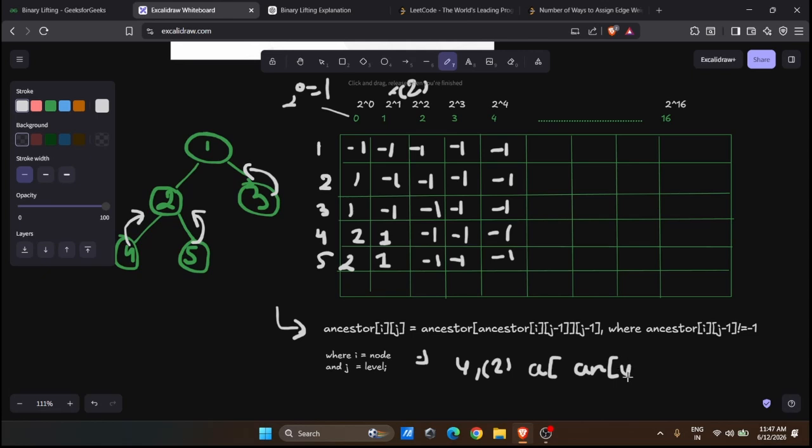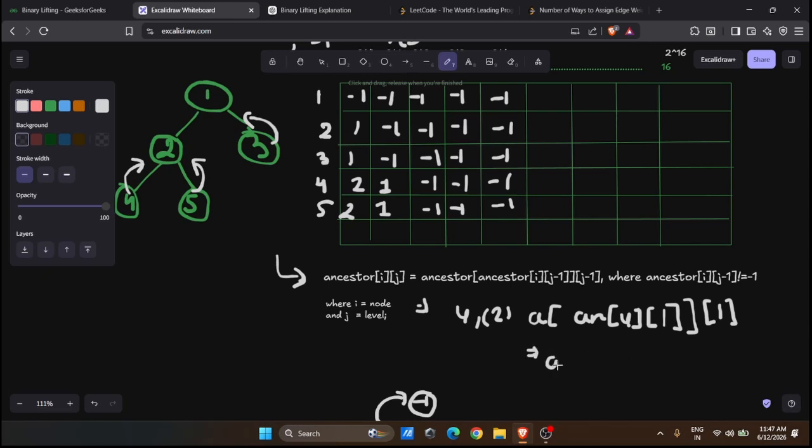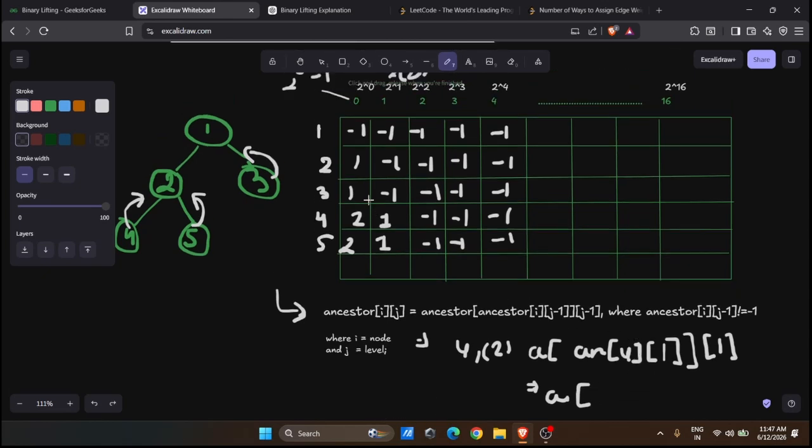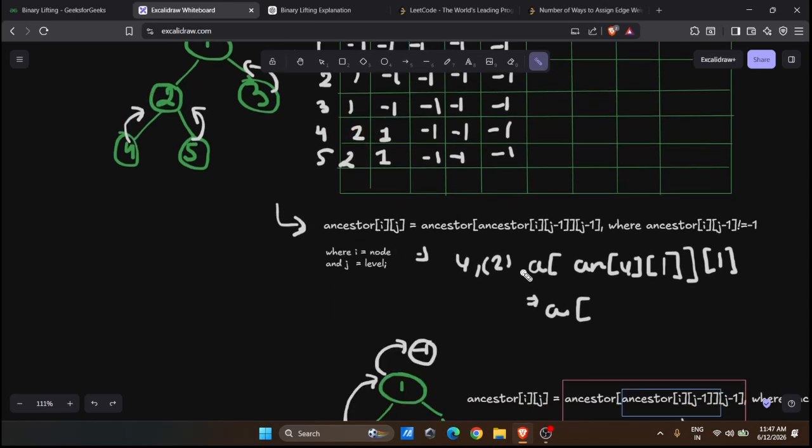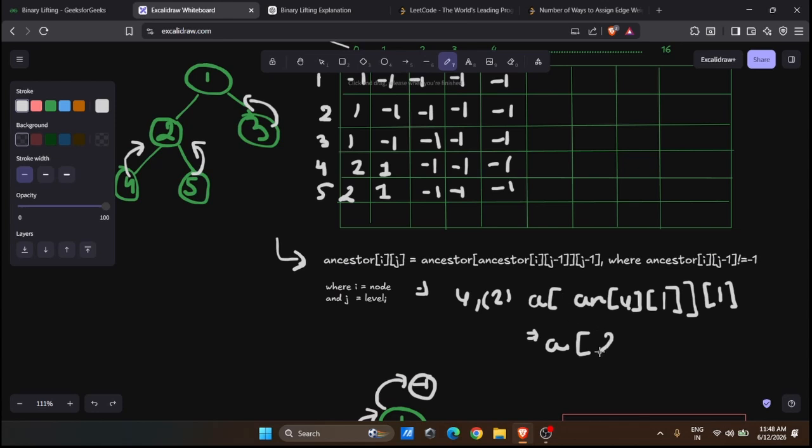I is 4, 4th level is 2, 2 minus 1 is 1, and over I is level 2, 2 minus 1 is 1. So when we fill it, we will get the answer, ancestor of 4 of 4, row 4 and column 1, which is this, which is 2. You can see that 4 at level 1, its ancestor is 2. So we will get the answer 2. How do we get the 2 from here? Because we manually fill the first level on our own.